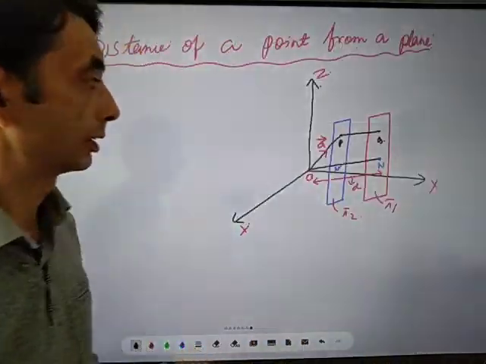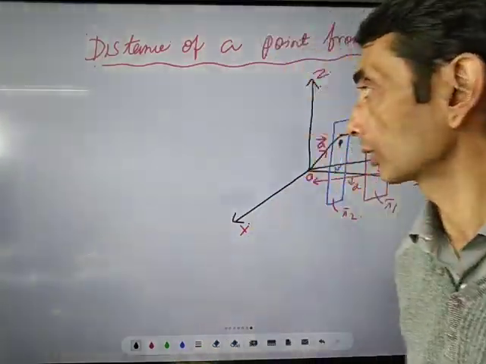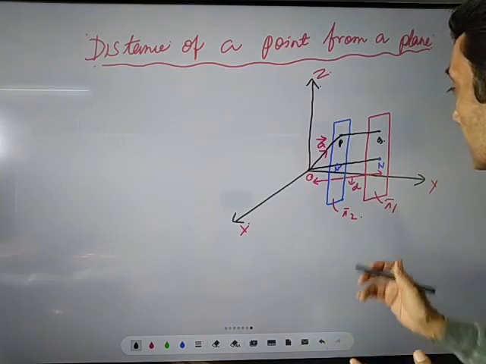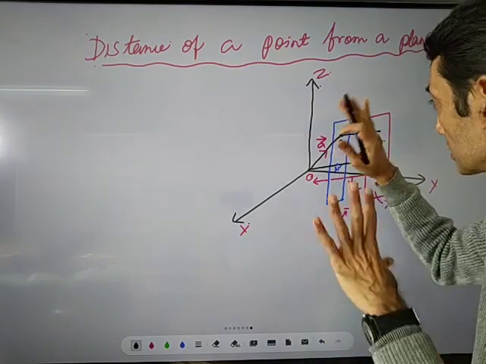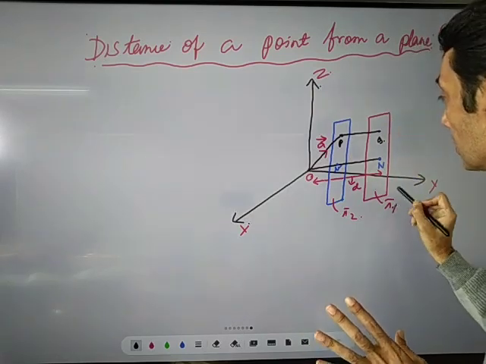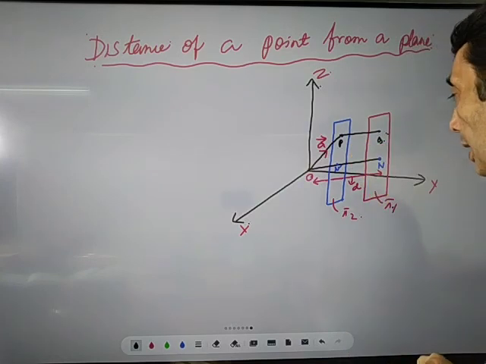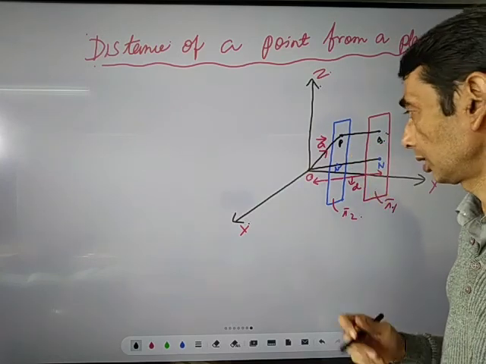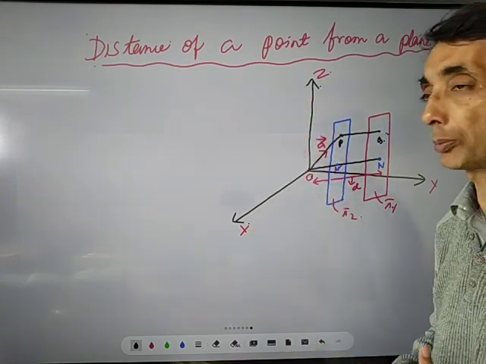This is the distance of a point from a plane. Say this is the point P in space, and this is a plane, plane pi 1. We need to find the distance from P to this particular plane pi 1. I'll first discuss the theory, and then note down the points.